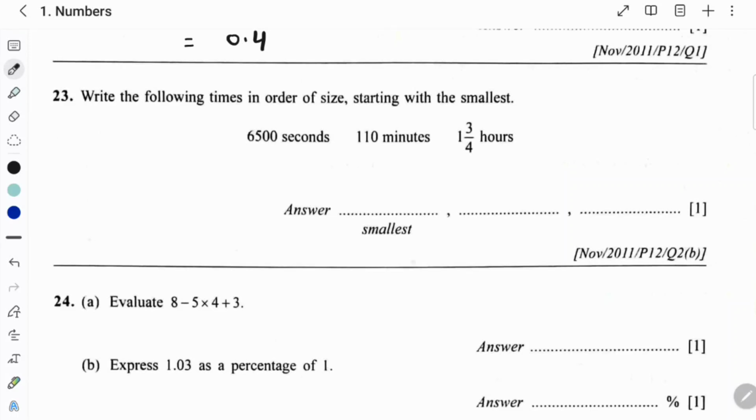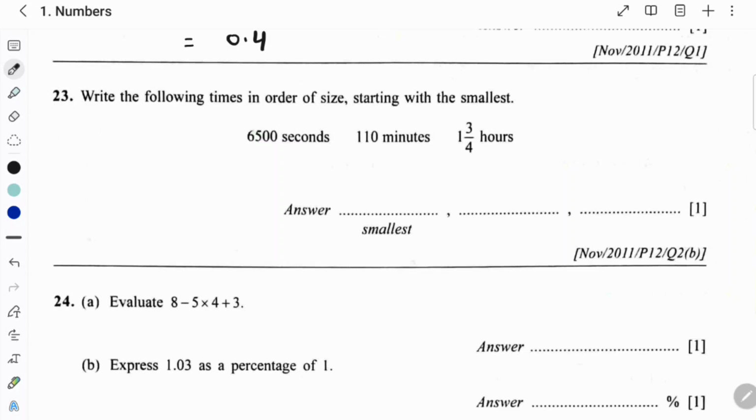Write the following times in order of size, again starting with the smallest. Please read the question carefully. They can give you any time starting with the largest as well, but here also it comes in the ascending order. You have to write the numbers in ascending order. So here the units are given: seconds, minutes and hours. It's easier for us always to write down the numbers in the smallest unit, because you multiply. Whenever you change the smaller to the bigger unit, in those questions you divide.